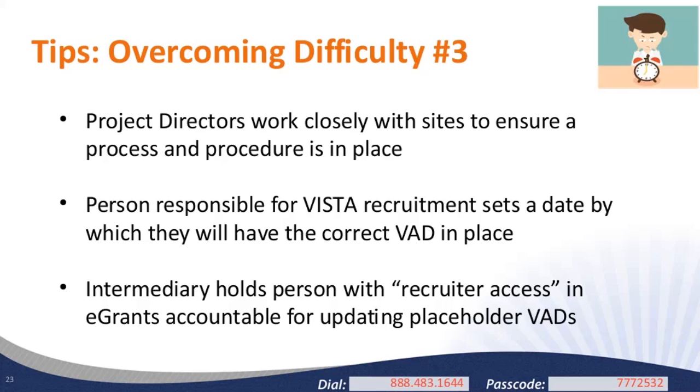So we know that there are some struggles with the eGrants system, with the recruiting process, that can cause this to happen, but hopefully with these tips you can try to avoid that, and if necessary to do this, have some tips on getting that placeholder VAD replaced with the correct VAD as soon as possible. So Amy's going to now talk to us about the fourth and final difficulty.